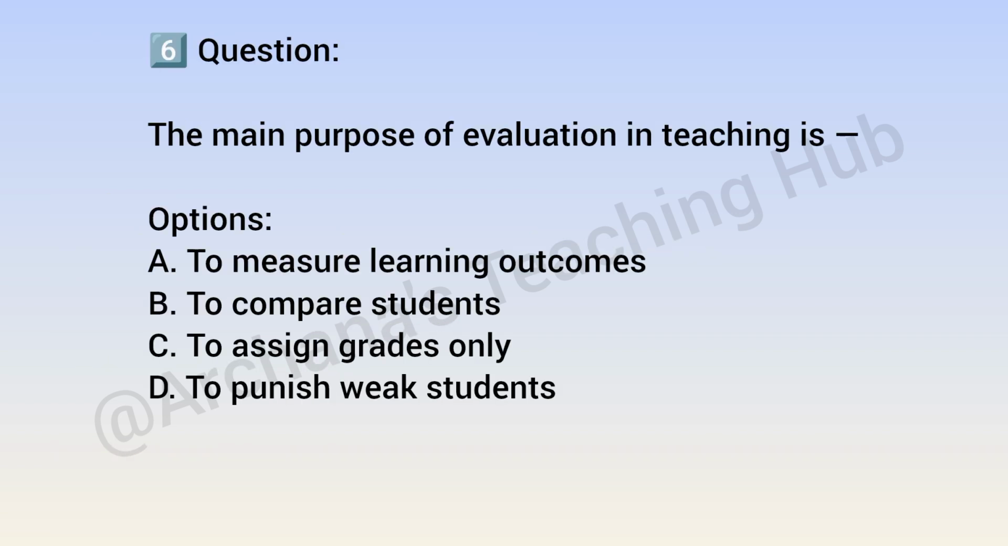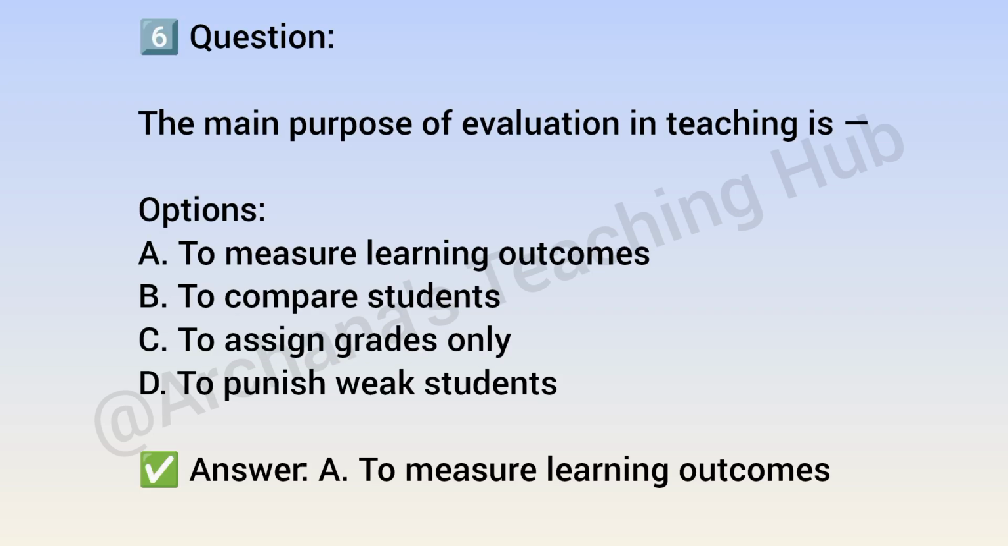Question 6. The main purpose of evaluation in teaching is, options: A, to measure learning outcomes; B, to compare students; C, to assign grades only; D, to punish weak students. Answer is A, to measure learning outcomes. Evaluation tells us how much students have learned. It's not about competition, it's about improvement and progress.